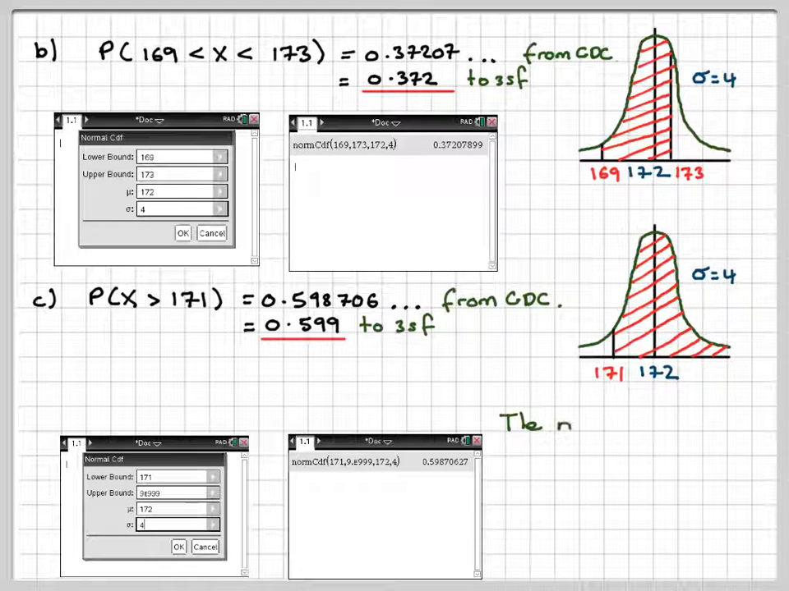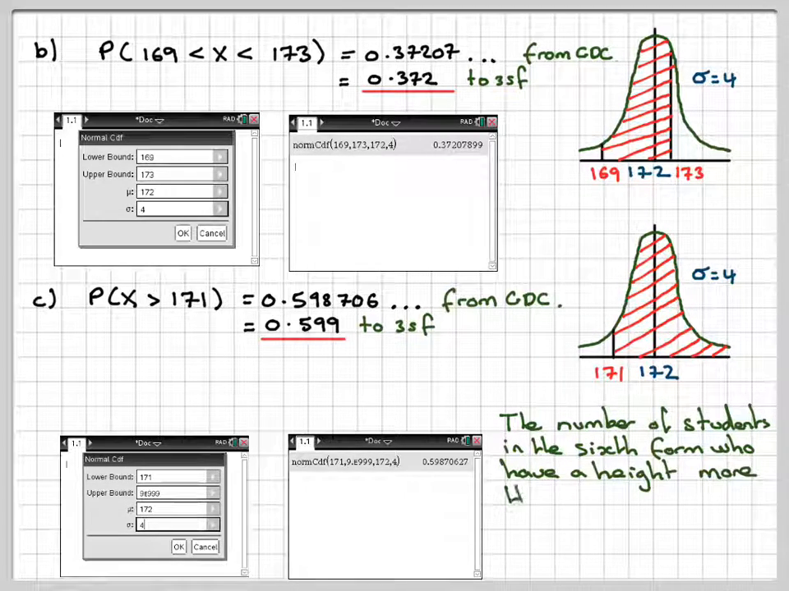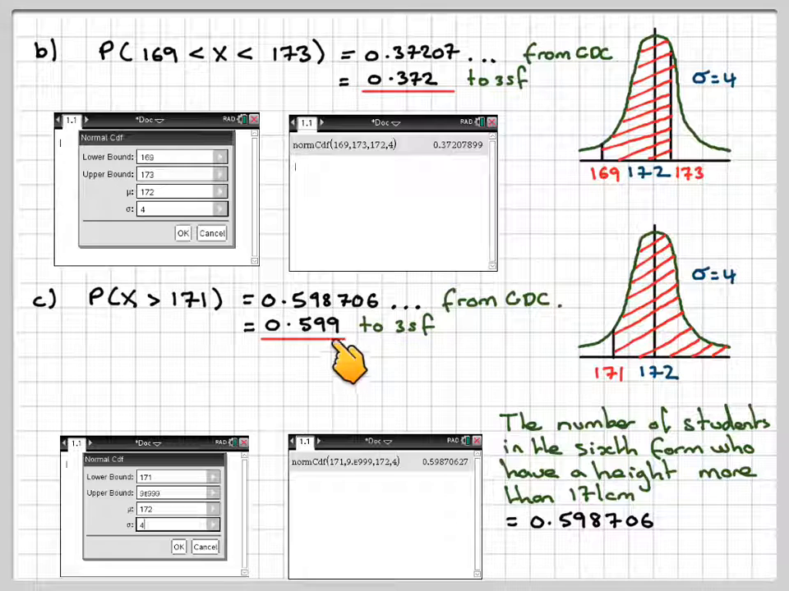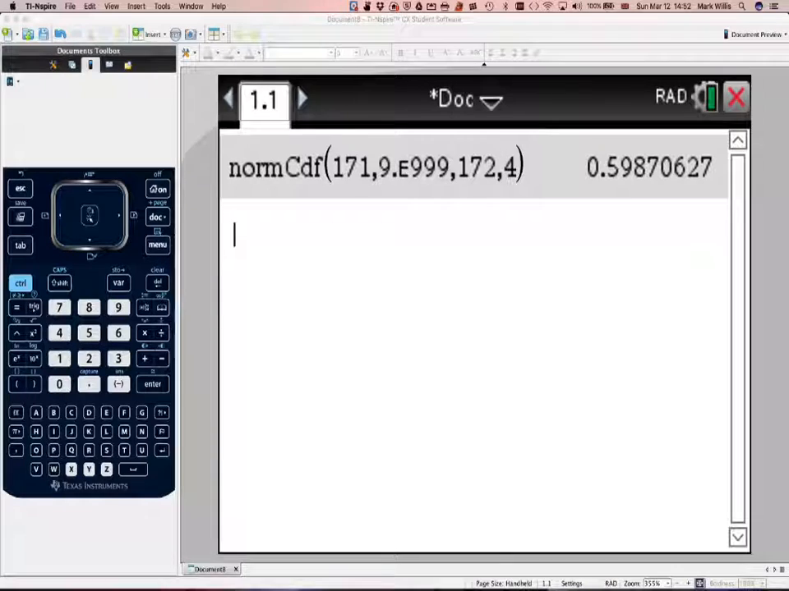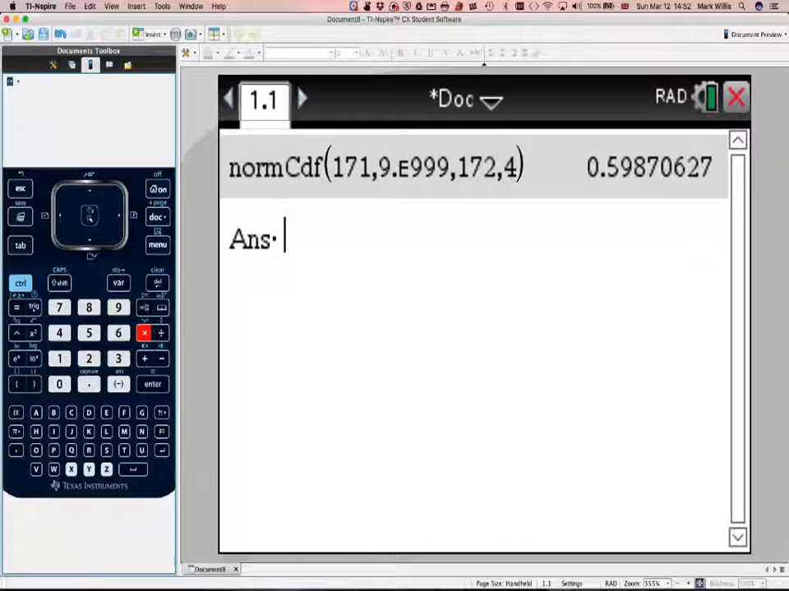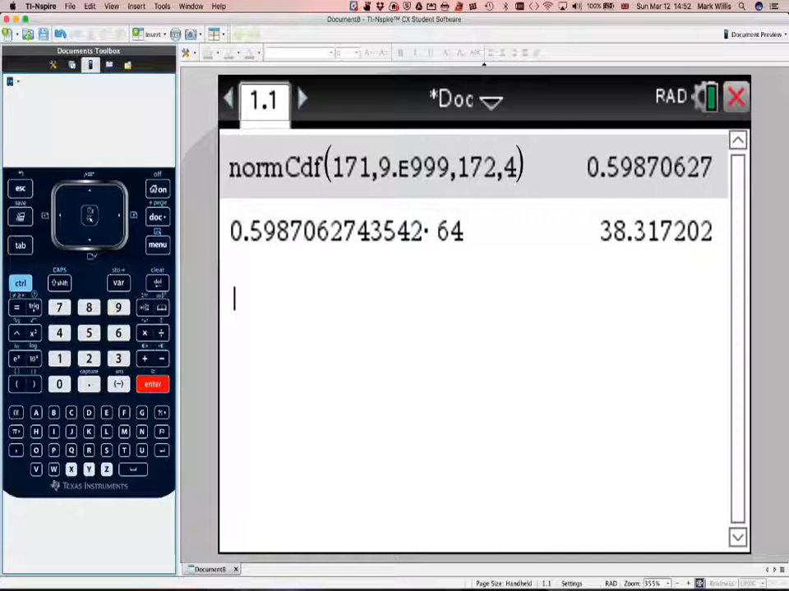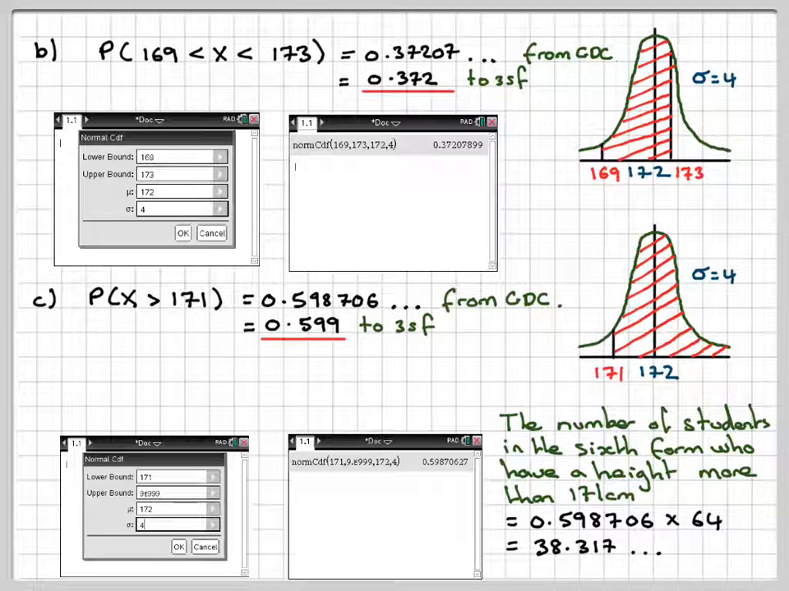So we now want to know how many of the 64 sixth formers will have a height more than 171. So it's an estimation. To do that calculation, you need to take the probability of being bigger than 171, so take the whole calculator value and then multiply it by 64. So if we go back to our calculator and just press times, that'll take the answer times 64. Press enter and we get 38.317, which rounded off becomes 38, approximately 38 students we can expect to have a height bigger than 171 if we use this normal distribution model.